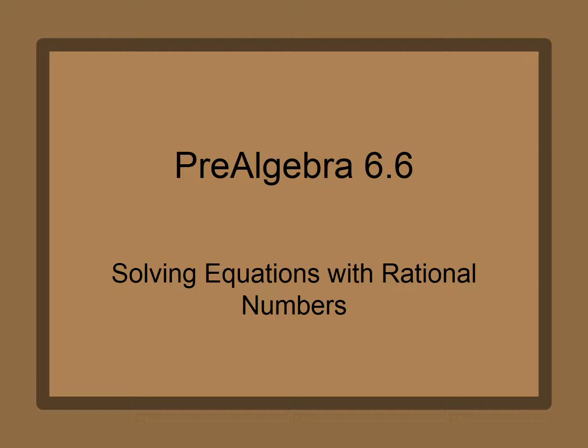Today we're going to look at how to solve equations that have rational numbers in them. So remember, a rational number is just a number that's either a decimal or a fraction. And we already know how to solve equations. The way to solve equations with rational numbers is using the same rules that we used whenever we solved equations with integers.